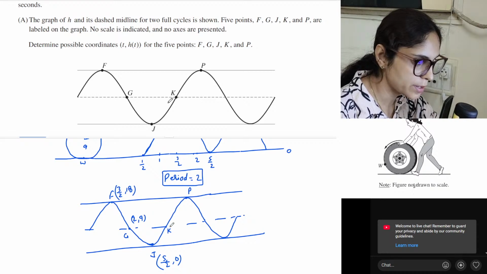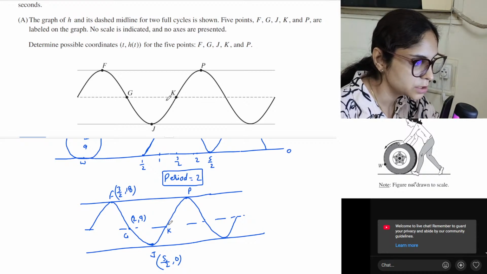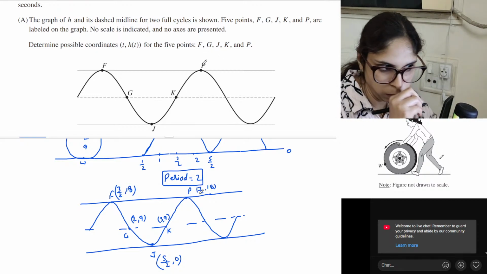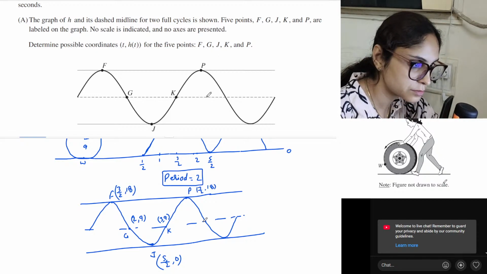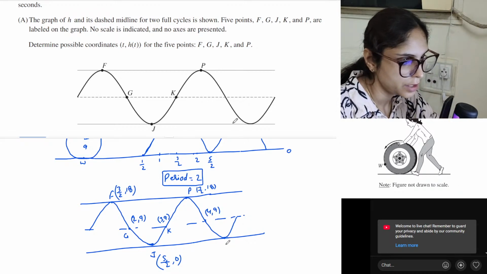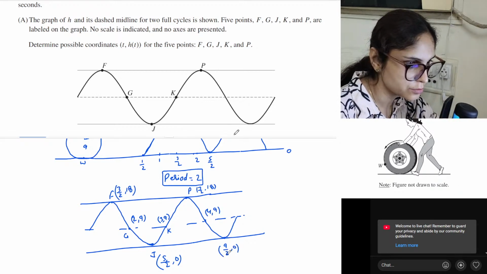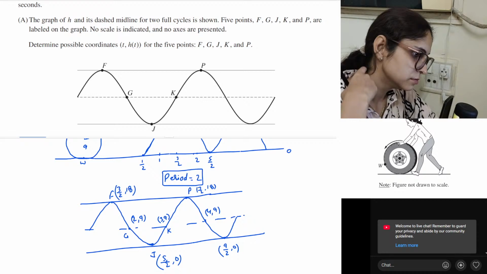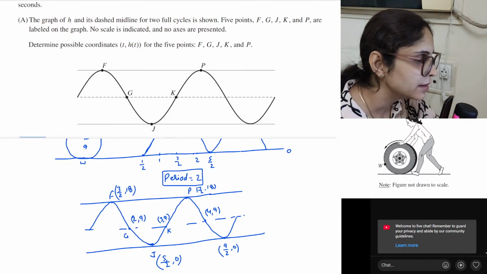And this point, now I can write 3, 9. This I can write as 7 over 2, 18. This would be 4, 9. And this could be 9 over 2, 0. F, G, J, K, P. So I've given all the values. All right. And that is all you have to do.